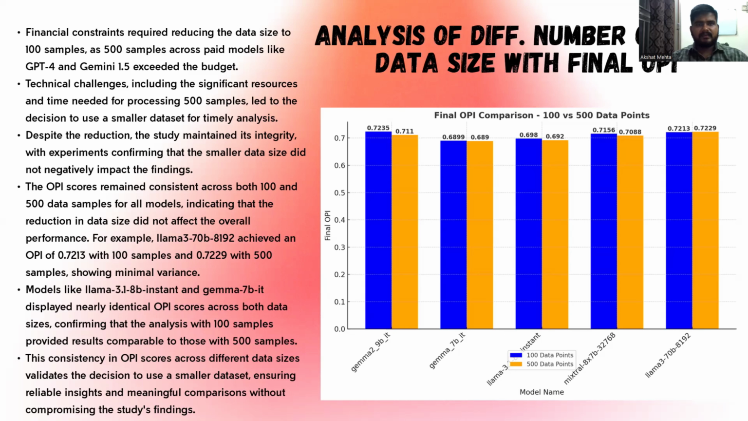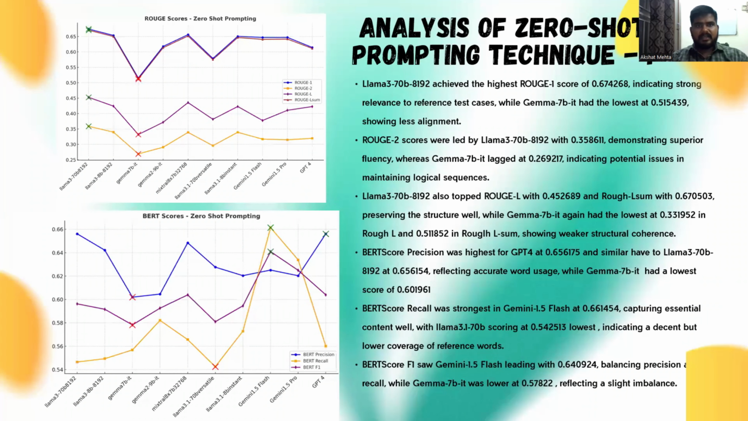Let's start the analysis of different prompting techniques in the next slides. Let's start with the key insights from the zero shot prompting technique. In that, you can see that Llama 3 70 billion performed the best across all ROUGE scores with a strong ROUGE-1 score of 0.06742, showing good alignment and relevance to reference test cases. It also led in ROUGE-2 and ROUGE-L, demonstrating fluency and structure preservation. In contrast, Gemma 7b had lower scores, struggling with relevance and coherence.